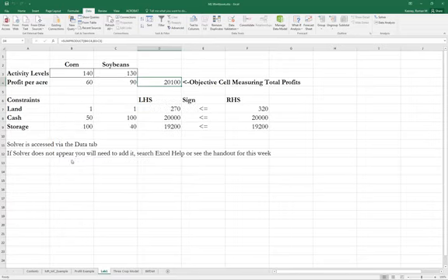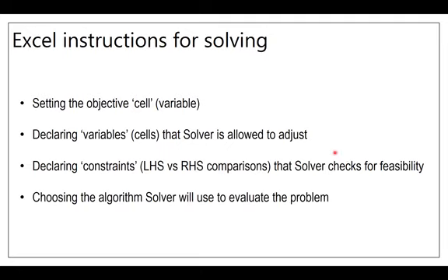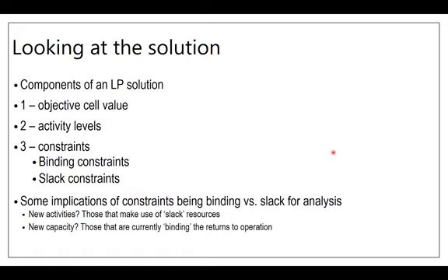So I've got this ready. I just click on OK, and my spreadsheet is updated to what I have. Okay, so let's get back into the PowerPoint just for a second. We finished solving, and let's look at the solution. So let's remember what the components of a solution are. The objective cell value, or the profit, right?